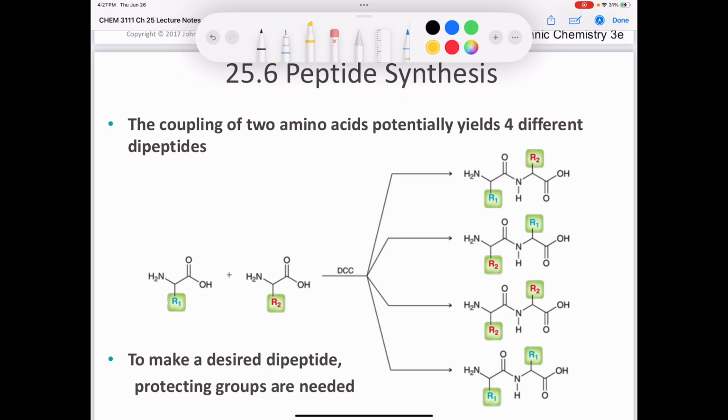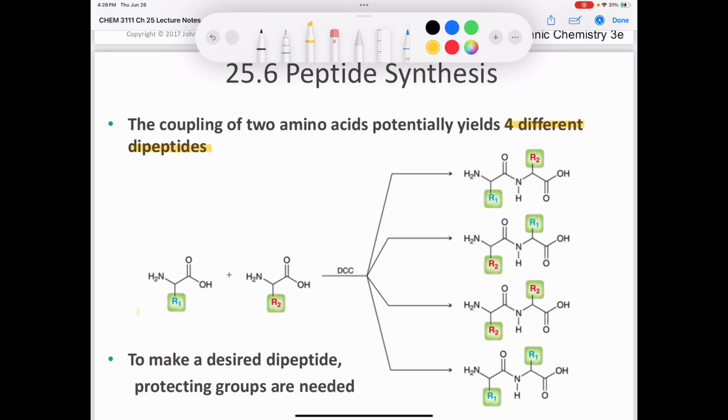You have these two amino acids shown down here. You have one with an R1 group, one with an R2 group. If you mix those two together in a flask, and then you try to do a DCC coupling, well, then you would end up with 4 different dipeptides, which isn't very useful, is it, right?